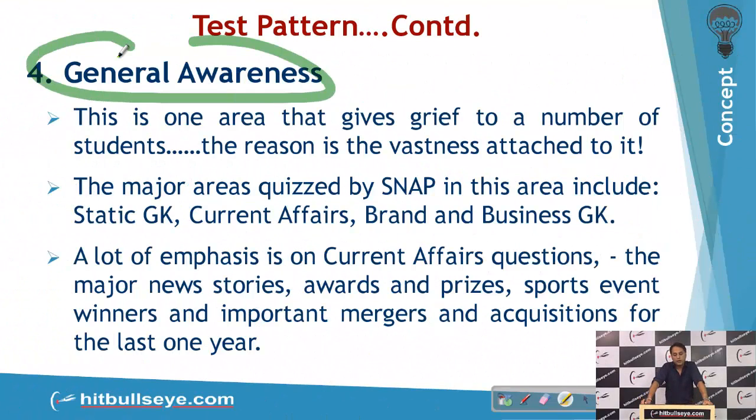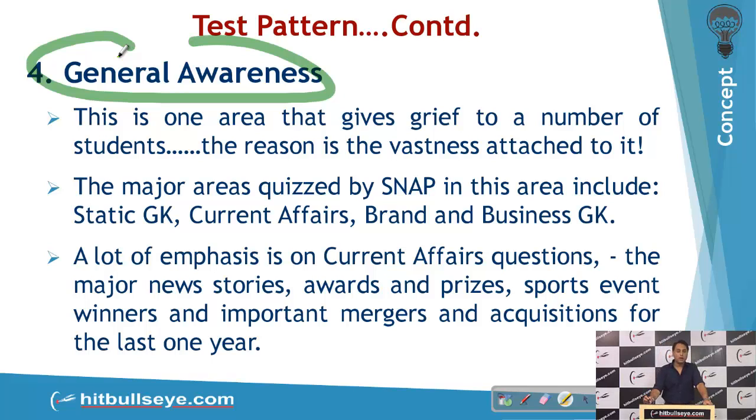Section 4, General Awareness. This is one area that gives grief to a number of students. The reason is the vastness attached to it. And when I say vastness, I'm talking about different areas of the environment. On one side, you have current affairs, you have all the news of the world, India, the regional news, etc. On the other hand, you have an equally heavy and vast static awareness area, which would profile questions on science, geography, history, economy, polity, etc.